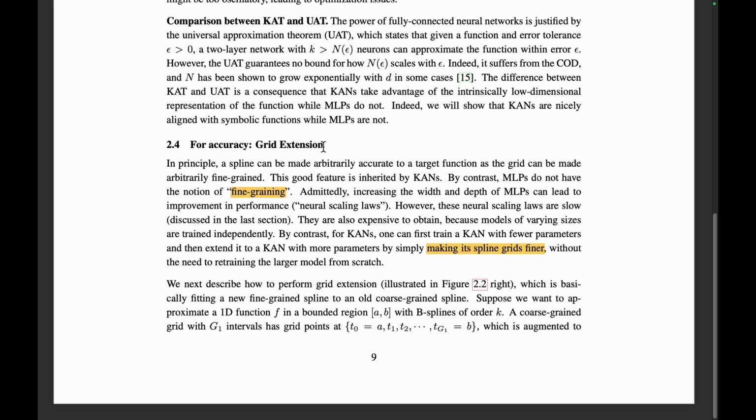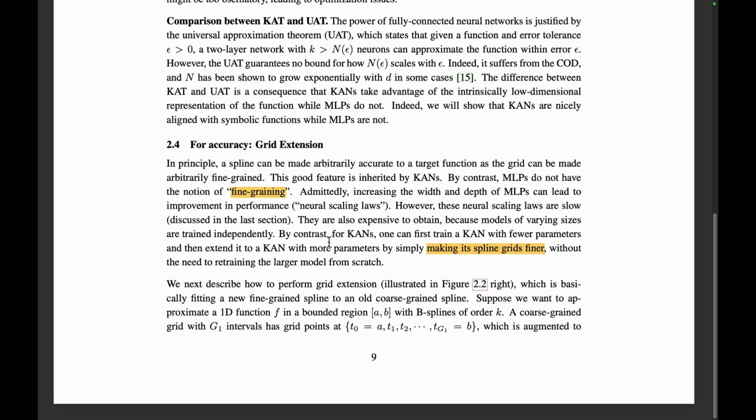If we look at the grid extension, in principle, a spline can be made arbitrarily accurate to a target function, as a grid can be made arbitrarily fine-grained. This good feature is inherited by KAN. By contrast, MLPs do not have the notion of fine-graining. Admittedly, increasing the width and depth of MLPs can lead to improvement in performance. That is exactly what we do. If you want to improve the performance of multi-layer perceptrons, we increase the depth of them or we increase the width of them, which has been shown by networks like WideNets.